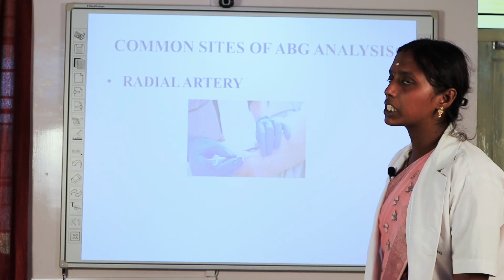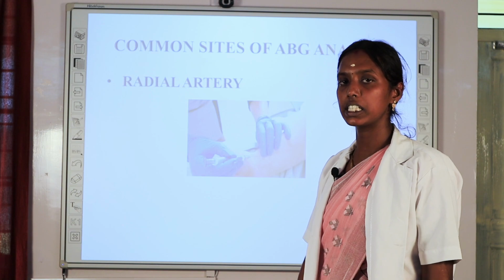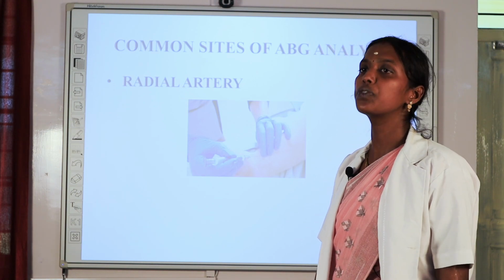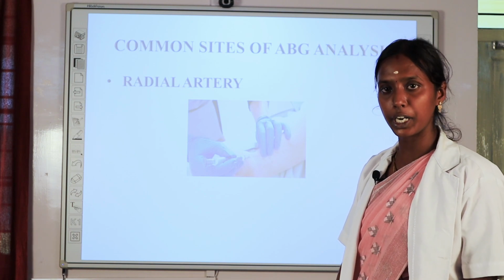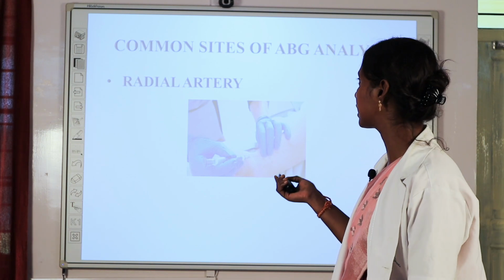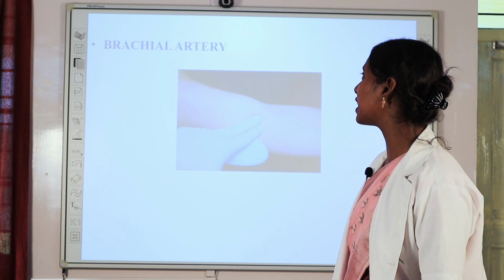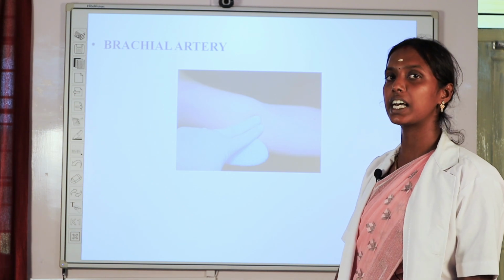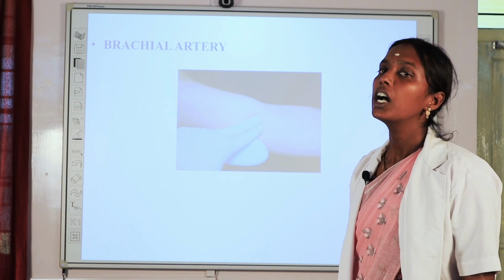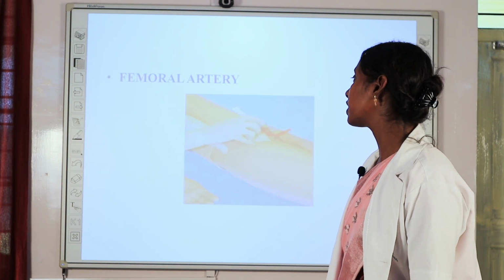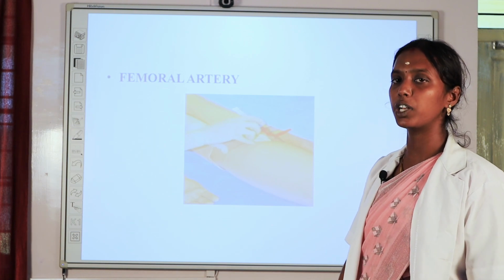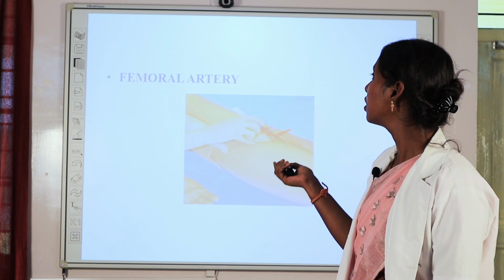What are the common sites of ABG analysis? The first is the radial artery. The radial artery is the foremost artery we choose for ABG analysis. And next is the brachial artery. In case the patient has an AV fistula, on that condition we will not use the brachial artery site. And next is the femoral artery, which is located just below the inguinal ligament.